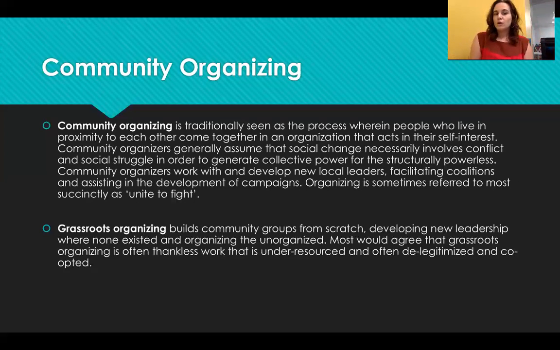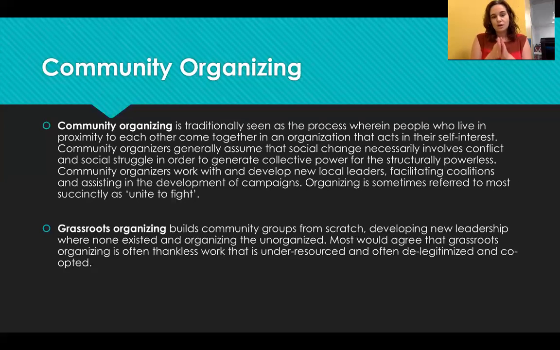Okay, we're going to talk about coalitions a little bit later and campaigns as well. But I want folks to keep that in their mind because that's one of the first questions about how we're just naming the whole piece of what community organizing is. Grassroots organizing is most of what organizing is, but we want to put a specific point on it because there are different kinds of organizing, which means that you're just organizing different circles with different spheres, and those folks have different access to power. Grassroots organizing means you're mostly working with people who have very little access to power on the ground. It builds community groups from scratch, developing new leadership where none existed, and organizing the unorganized. Most would agree that grassroots organizing is often thankless work that is under-resourced and often delegitimized and co-opted.